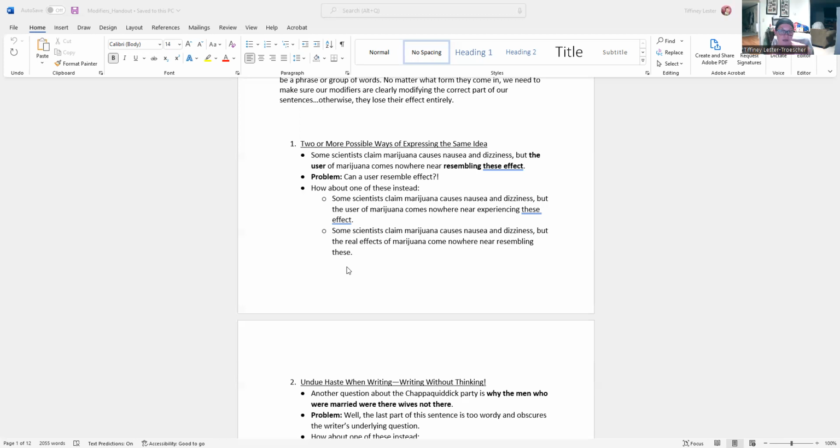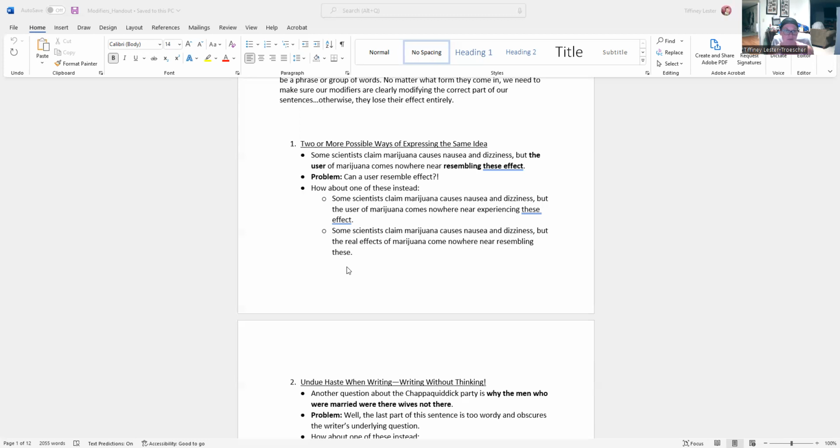Or you could go the other route. Some scientists claim marijuana causes nausea and dizziness, but the real effects of marijuana come nowhere near resembling these. I think the first option is a little clearer. It kind of sticks with how the majority of the original sentence is worded and structured. We just needed to choose one way and stick with it.